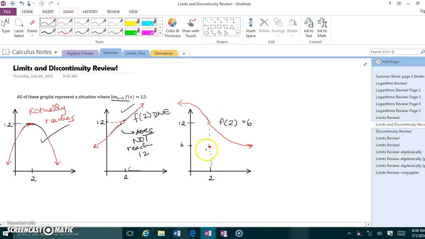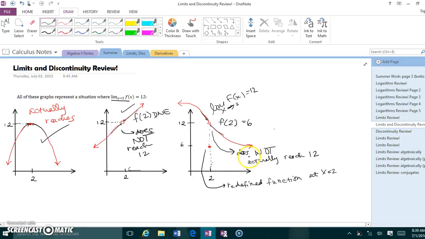Well, nothing's going on up here. The function's value is 6. However, my limit from the left as x approaches 2 is 12. My limit from the right as x approaches 2 is also 12. So therefore, the overall limit as x approaches 2 is 12 because the one-sided limits are 12, even though the function's value is not 12.